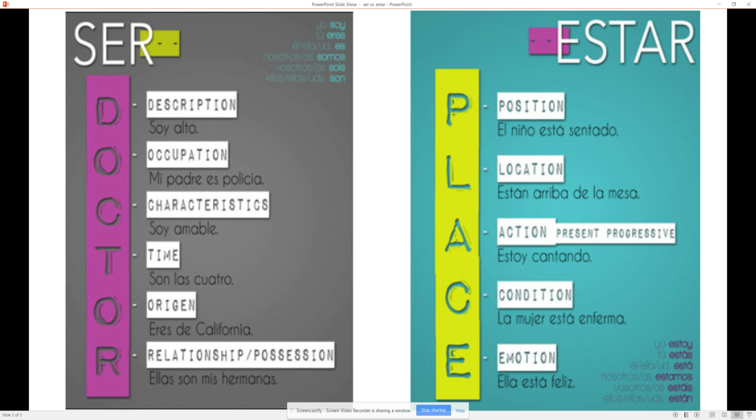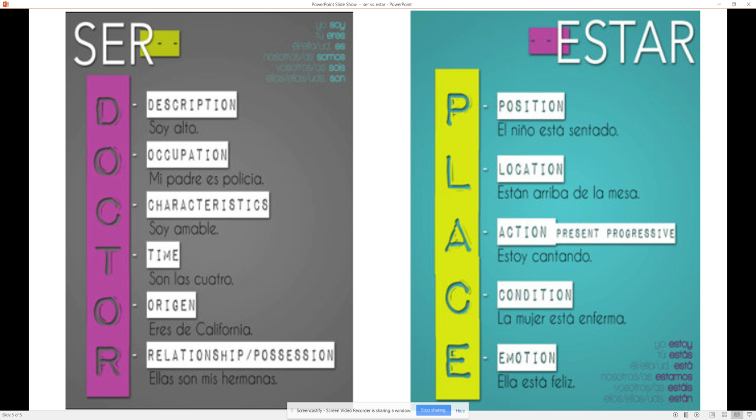Now, for characteristics, this one can be about personality. This is what the seventh graders are going to be going over towards the end of November, early December. So, if someone is friendly, we can say soy amable, or él o ella es amable.